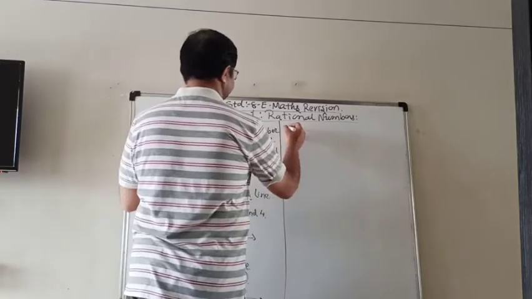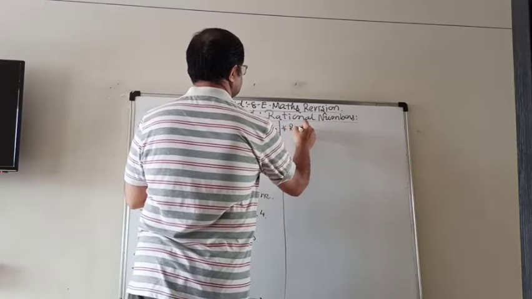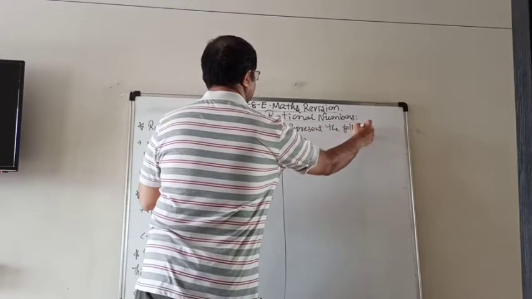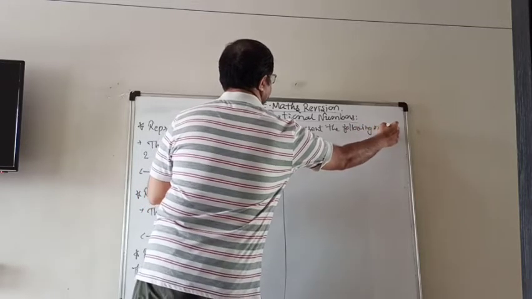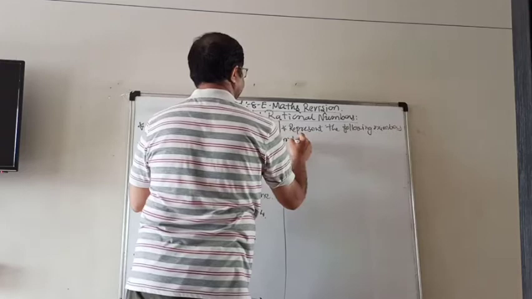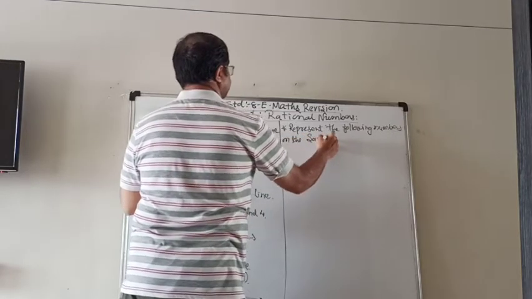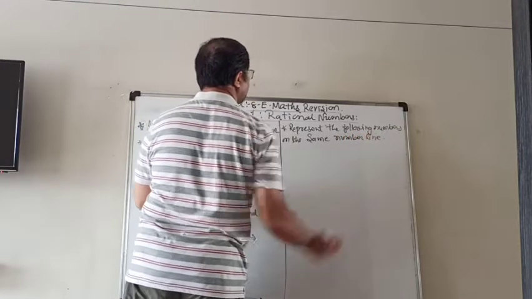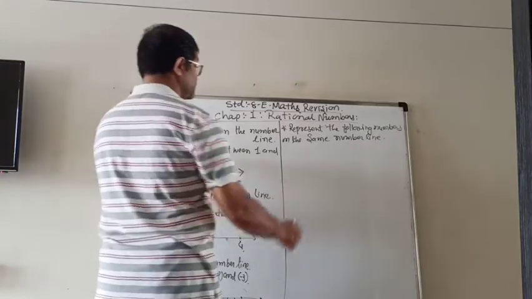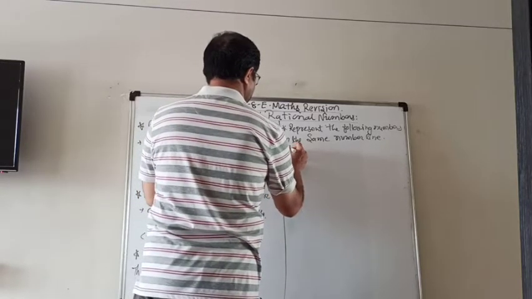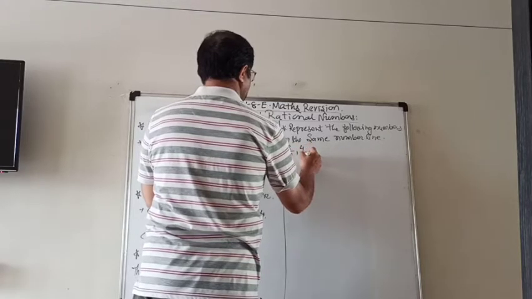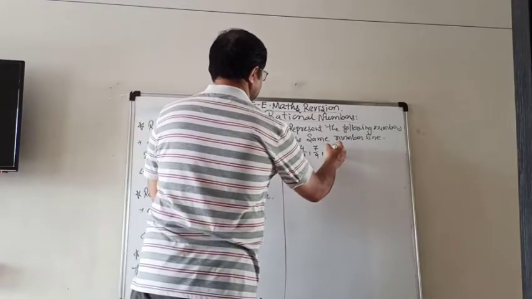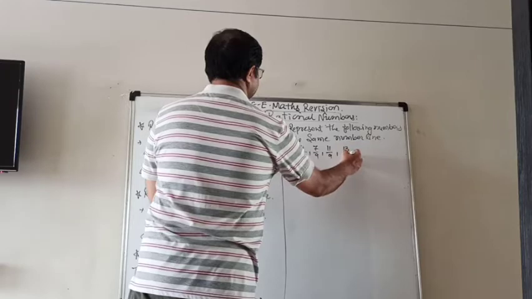Represent the following numbers on the same number line. Means on the one number line more than one number is given. Say 2 upon 9, 4 upon 9, 7 upon 9, 11 upon 9, 13 upon 9.